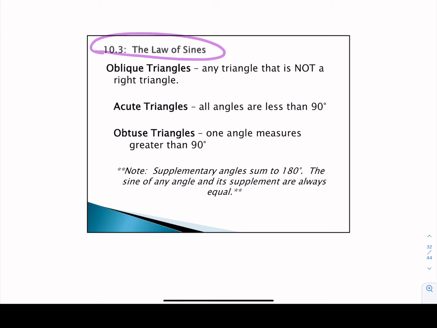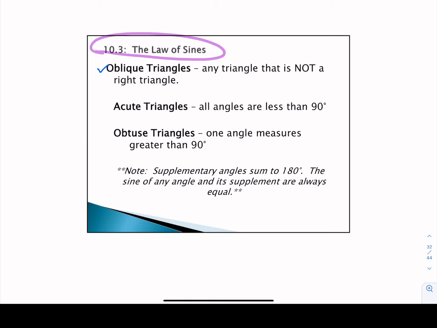So if we have a triangle that is not a right triangle, we consider that triangle to be something oblique. An oblique triangle by definition is any triangle that is not specifically a right angle triangle, so it does not have a 90-degree angle in it.